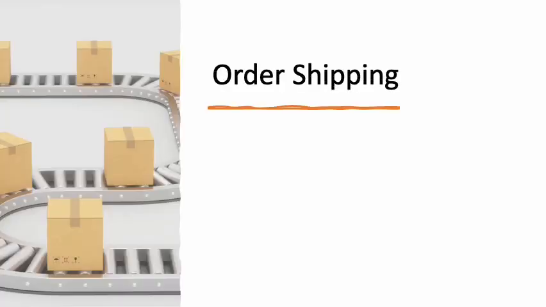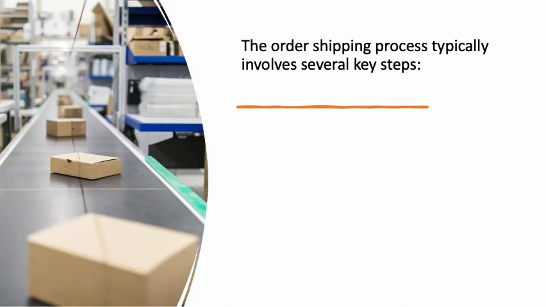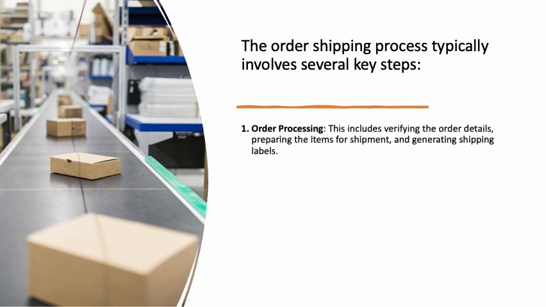Next is order shipping. Order shipping refers to the process of transporting goods from the seller's location to the buyer's specified delivery address. It is a crucial aspect of order fulfillment in e-commerce and retail businesses. The order shipping process typically involves several key steps. First is order processing. This includes verifying the order details, preparing the items for shipment, and generating shipping labels.